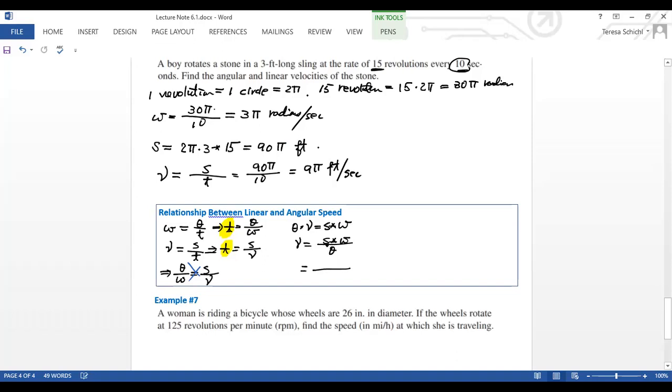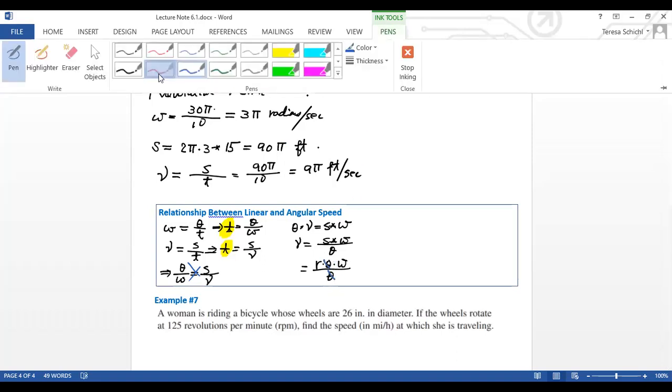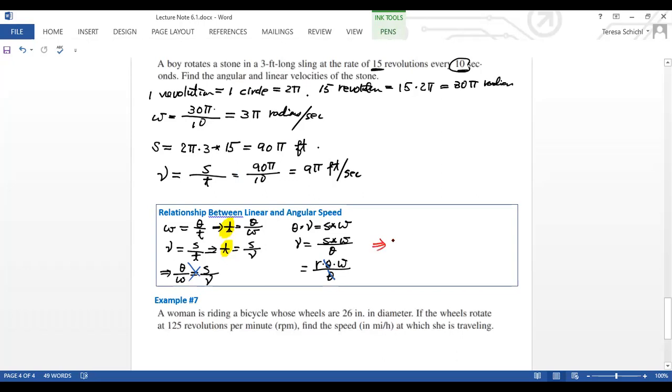And then in the same way, what is s? The s is the arc length, so it's r times theta, over theta. Oh wow, that's very beautiful. So theta and theta cancel, and finally I got this very good relation here. My linear speed is equal to the radius times my angular speed, right? Wow, it's a very, very beautiful formula.